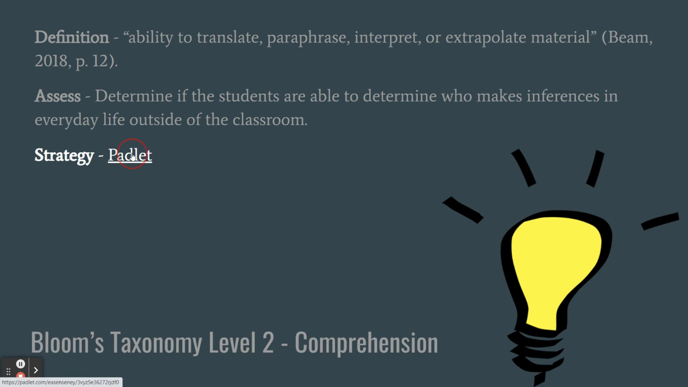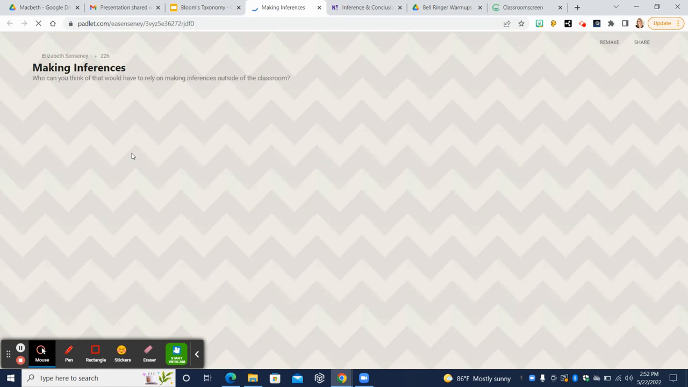And I love using Padlets, so the strategy I would suggest for this one is just to make a very basic Padlet about making inferences. Who can you think of that would have to rely on making inferences outside of the classroom? There's not really any right or wrong answers to this, because honestly, everybody has to make inferences at some point in their lives.